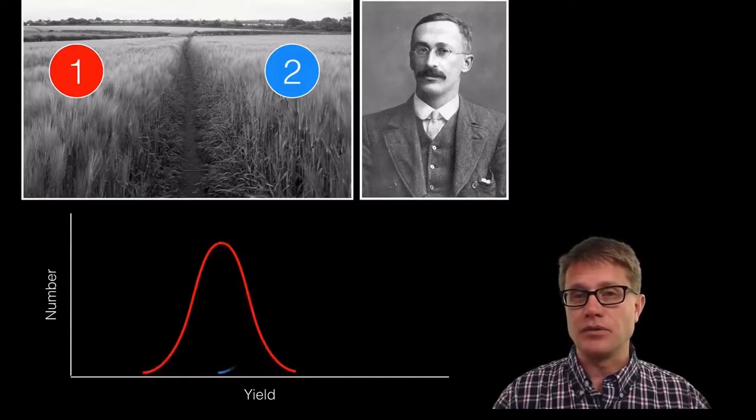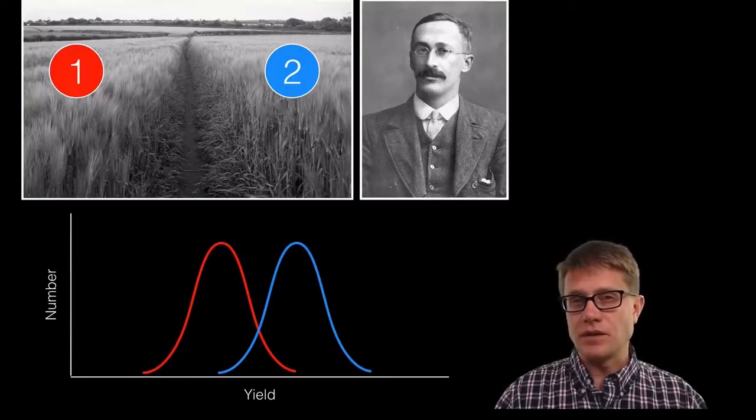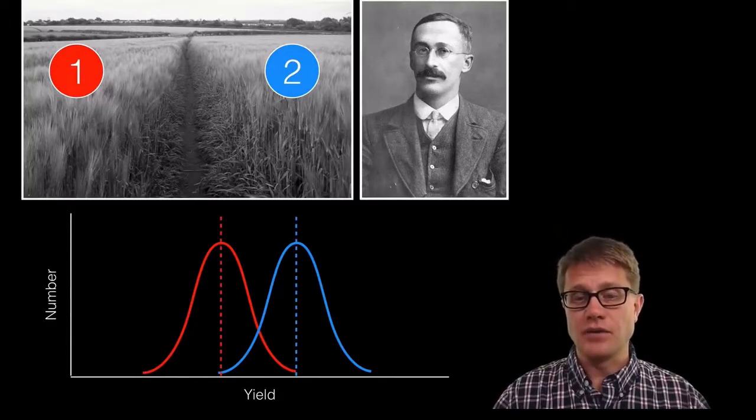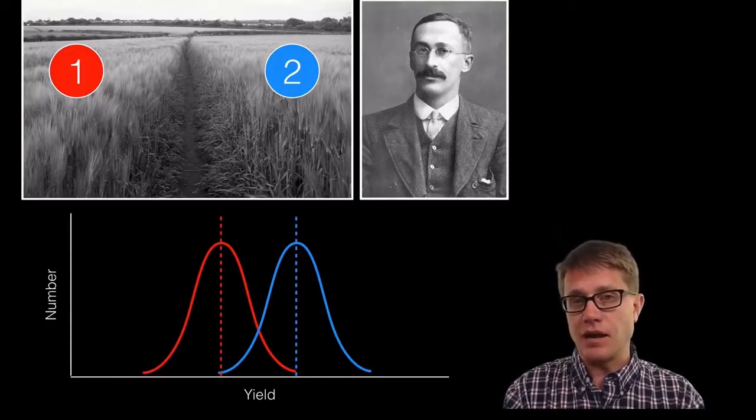And then I'm going to get a sample from field 2. Now, which one of these has a higher yield? Well, we could figure out the mean, the average of each of those samples, and it looks like the average in field 2 is higher than the average in field 1. But that's only part of the picture.